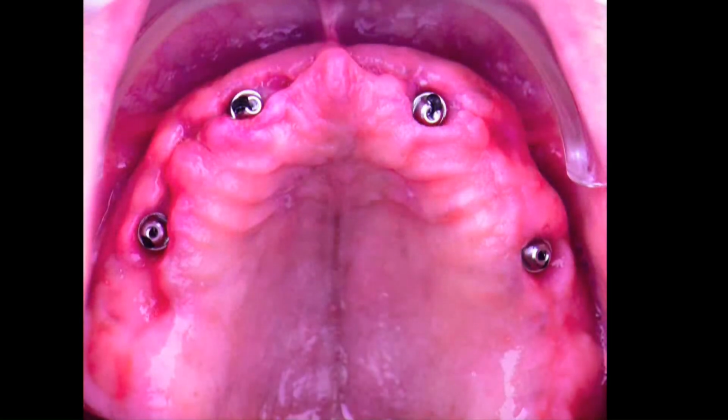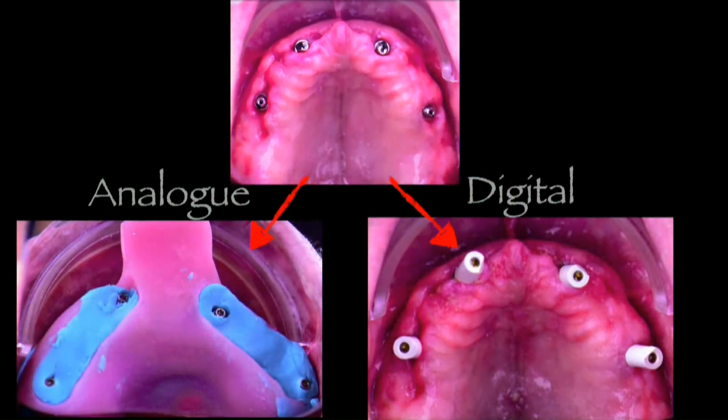Extraction was done, implants were placed, and now we're ready for the prosthetic phase. Now, I highly advise you to implement two workflows if you are going into digital. I personally do that. I like implementing a digital and supplementing it with an analog, or doing an analog and supplementing it with a digital.